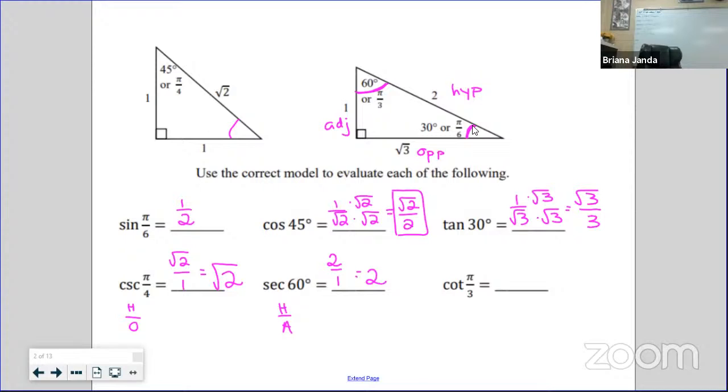And finally, our cotangent of pi over 3. So sticking with the same angle as our reference angle, there's your pi over 3. Cotangent is the reciprocal of tangent. So tangent is opposite over adjacent. Turn that upside down. Adjacent over opposite of pi over 3. So adjacent over opposite gives us the same exact thing, actually. Rationalize.